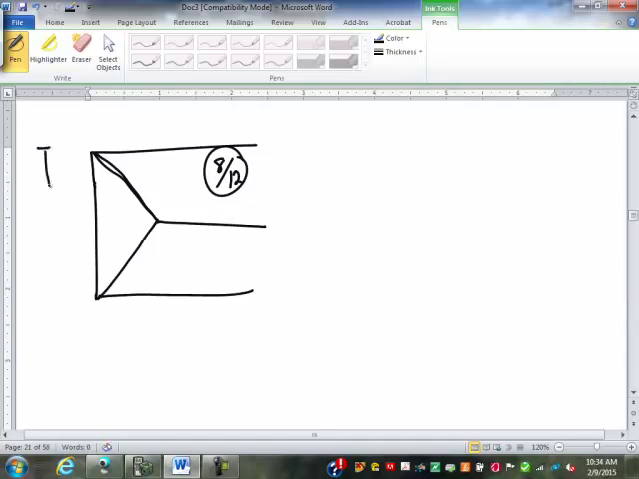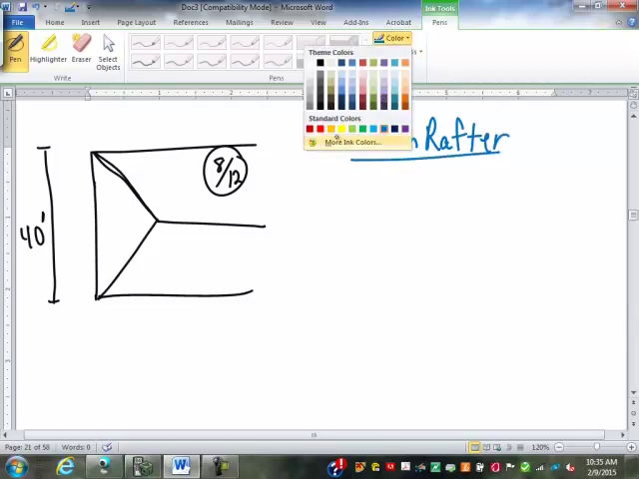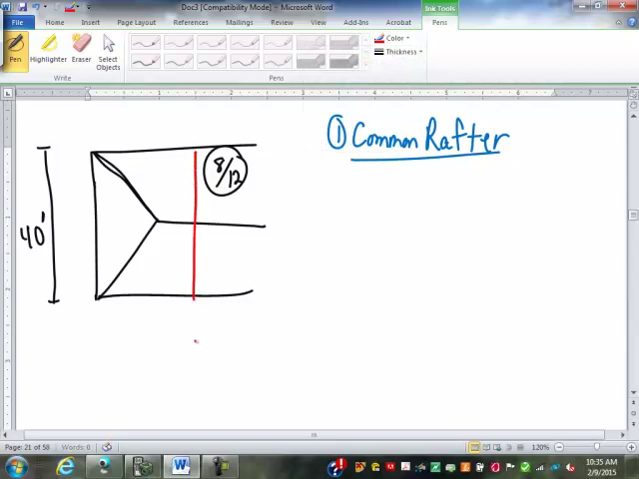And we'll give this a 40-foot span. Anybody remember what step 1 is? Step 1 is the common rafter. The common rafter is found by taking a slice in the main roof here. And if we take that slice, remember what it actually is, it's a truss. It looks like this.